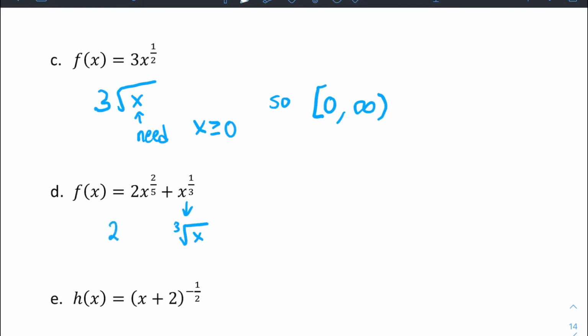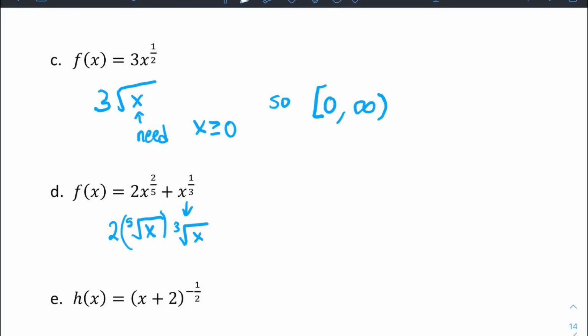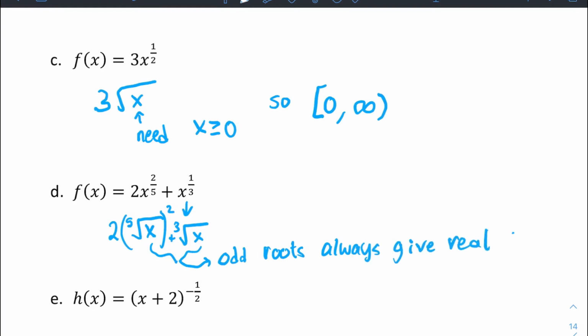On D, I've got odd roots, if you think about it, because I have a fifth root and a third root. As long as I'm plugging real numbers into odd roots, it doesn't matter whether they're positive or negative, they're going to give you real numbers out. So I can plug in any value for x and still get a real number, so it's going to be negative infinity to infinity. Say, for example, that you had a square root and a third root, though. The square root would require you to plug in values greater than or equal to 0, so it would kind of override the odd root.